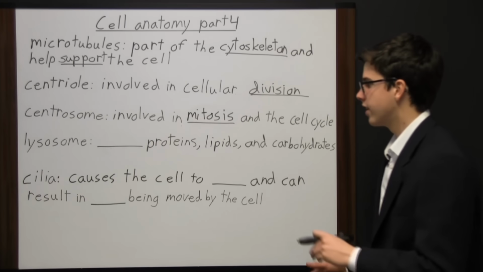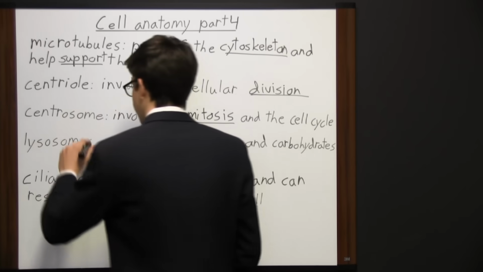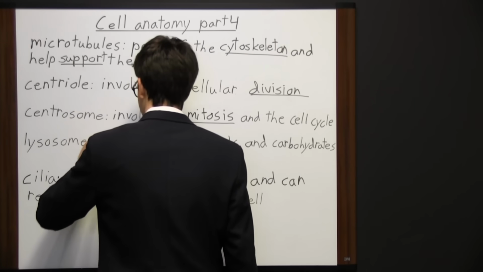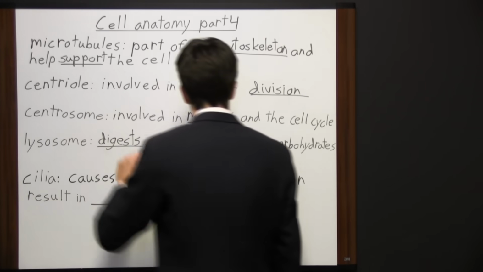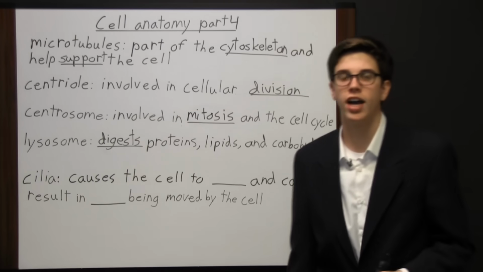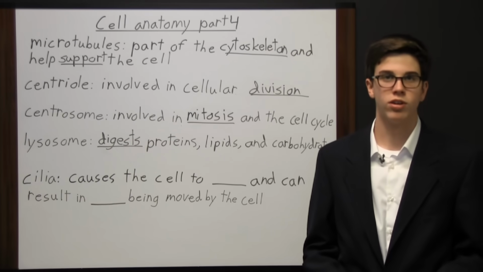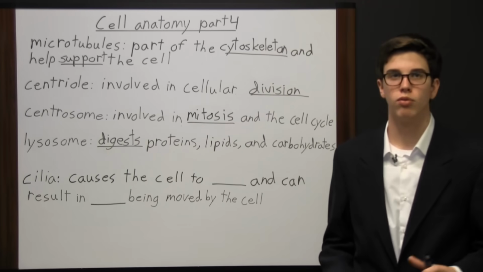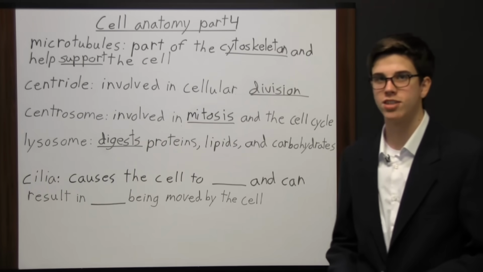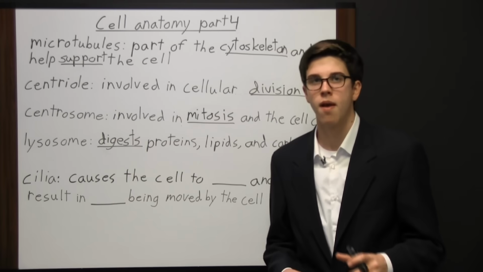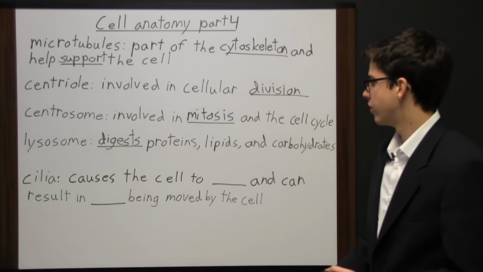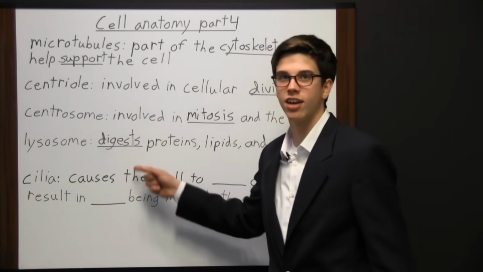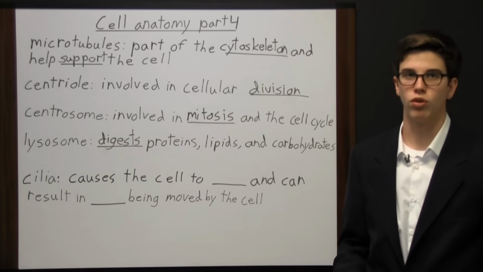And then we have the lysosomes, which digest proteins, lipids, and carbohydrates, and it also transports undigested substances to the cell membrane so they can be removed. Now, the shape of a lysosome depends on the material being transported. So it digests some things, and things it can't digest, it transports.